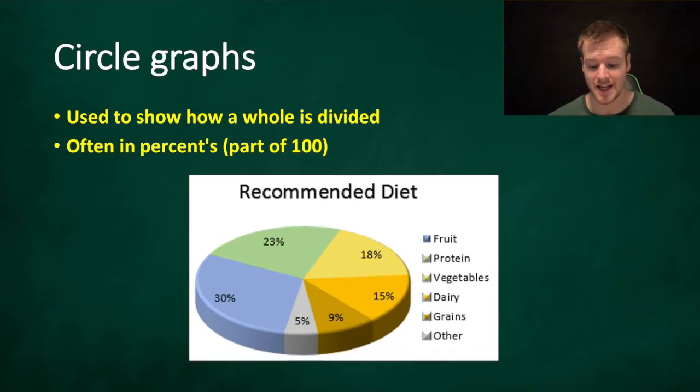So here you can see this example. It says recommended diet. It has fruit, protein, vegetables, and all those other parts of a diet, and the percents that it shows in the wheel or circle graph below. Not too difficult to read. It pretty much just shows you with colors.